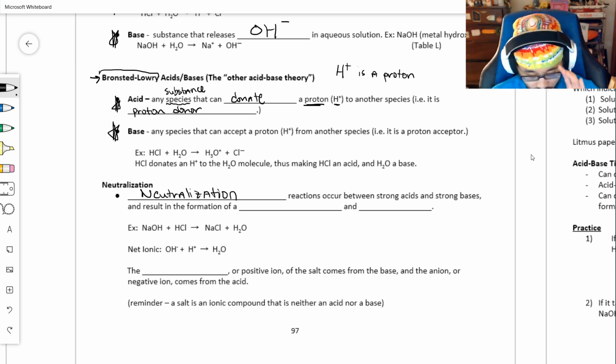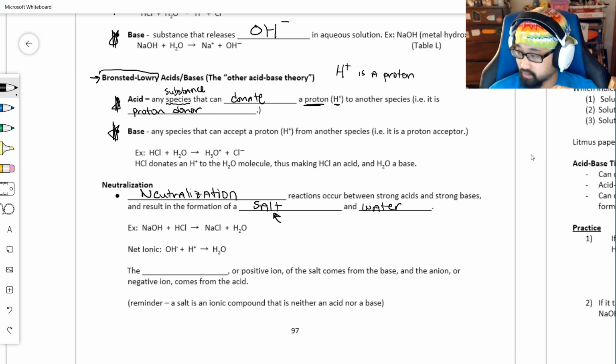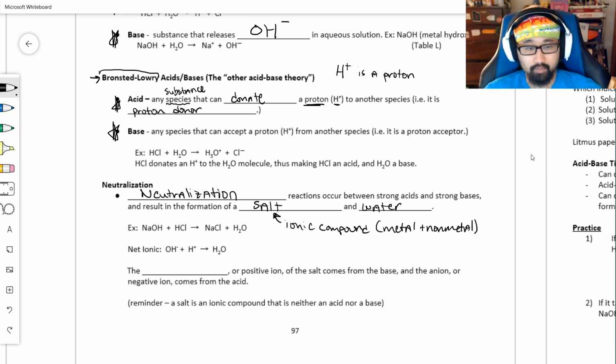And it will always result in the formation of exactly two things. It will result in the formation of a salt and water. Now, when I say salt, not necessarily table salt, it will always result in the formation of an ionic compound, which means metal and nonmetal. Remember, definitions for ionic stuff.